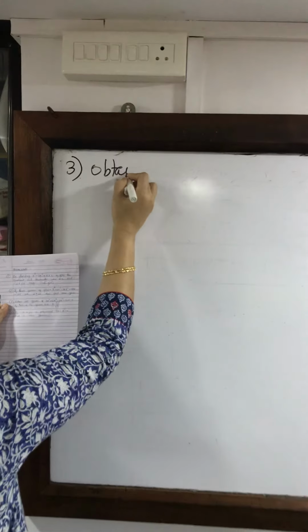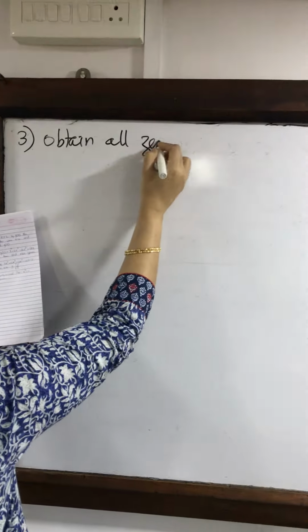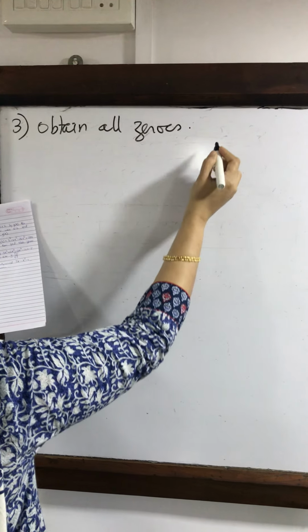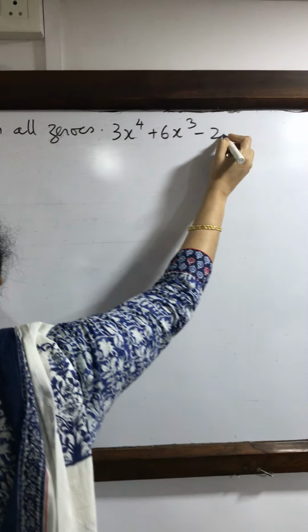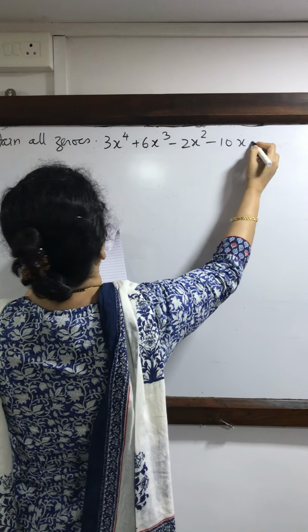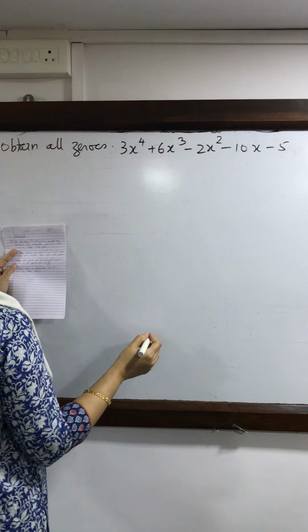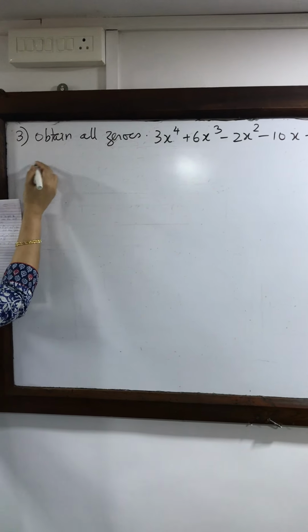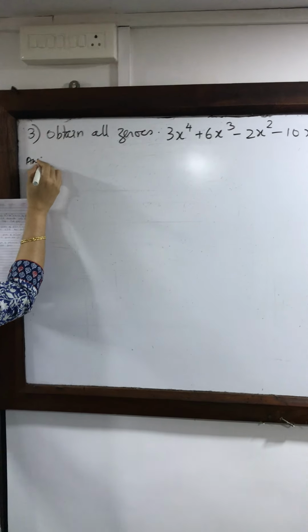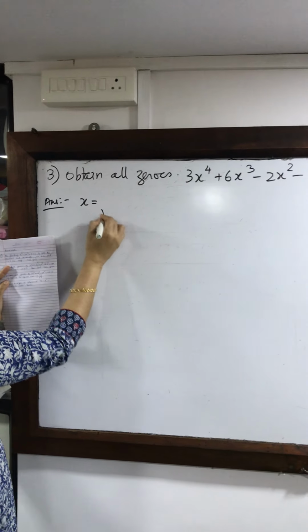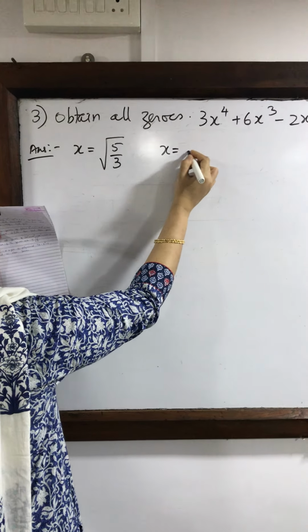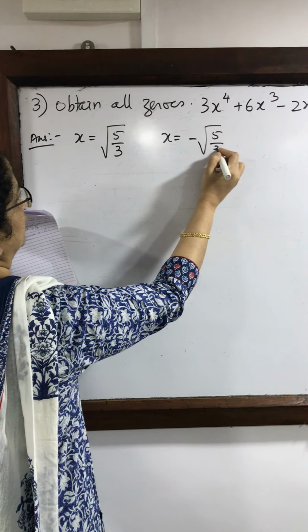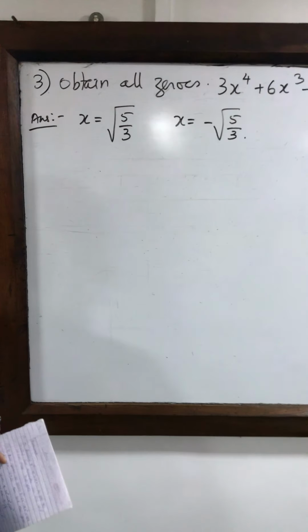The third question for homework was: obtain all zeros, if 2 zeros are given. So we'll write x equal to root 5 upon 3 and x equal to minus root 5 upon 3. These are the values given.